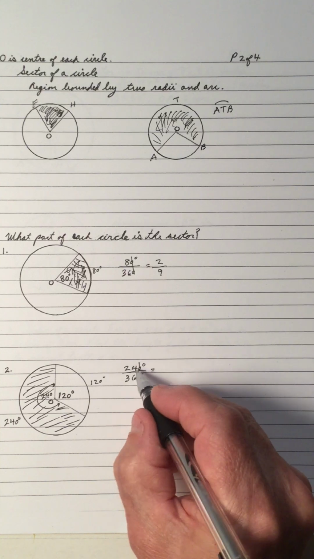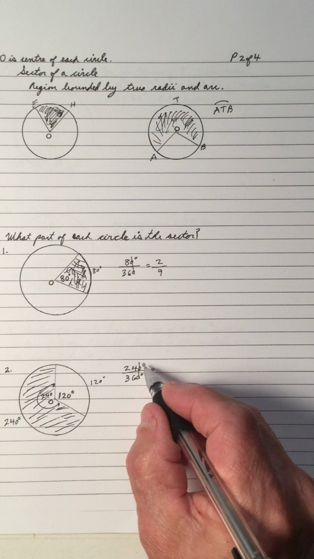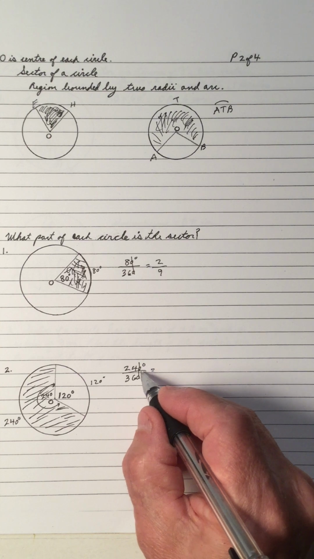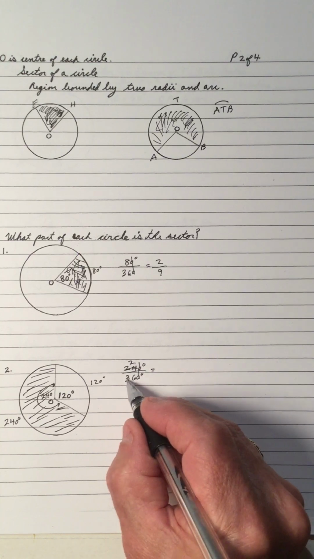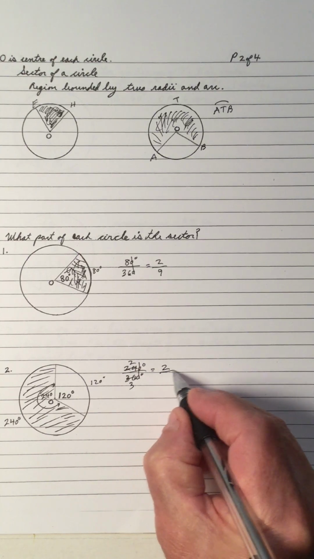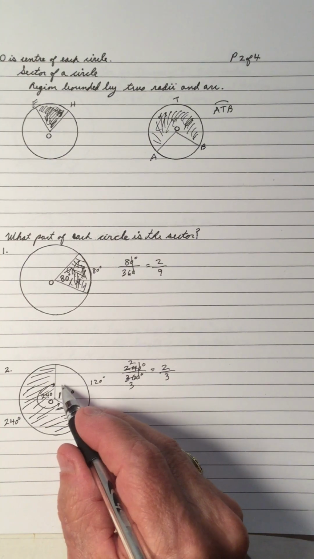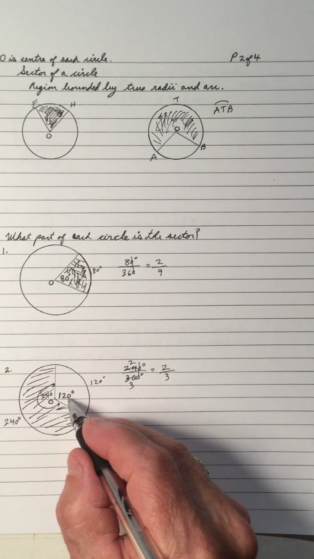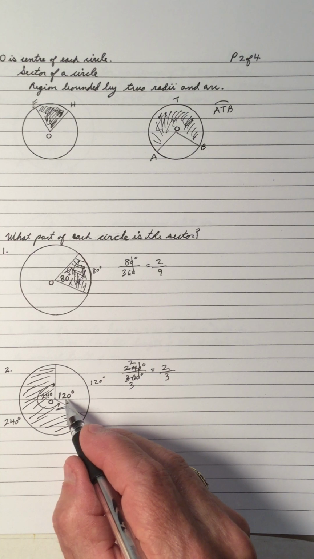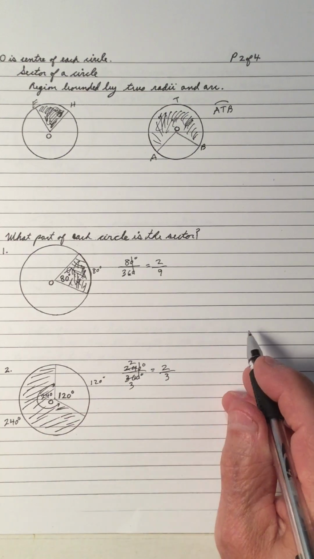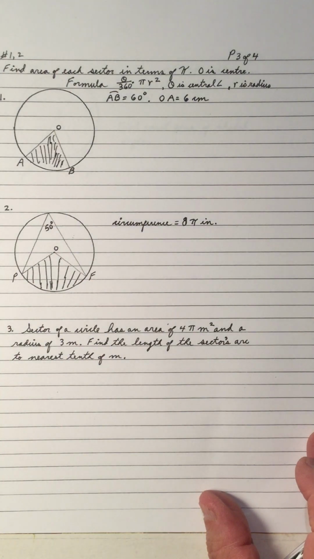Again, divide by 0, and we got 240 over 360. So we divide by 12, so that's a 2 and a 3, so that's 2/3. So this sector is 2/3 of the total area of the circle. This sector here must be 1/3, because 120 over 360 is 1/3, so this part is 2/3 of the area of the circle. Okay, let's continue.